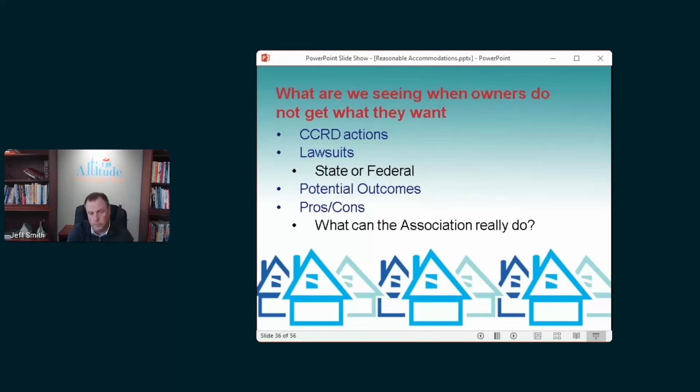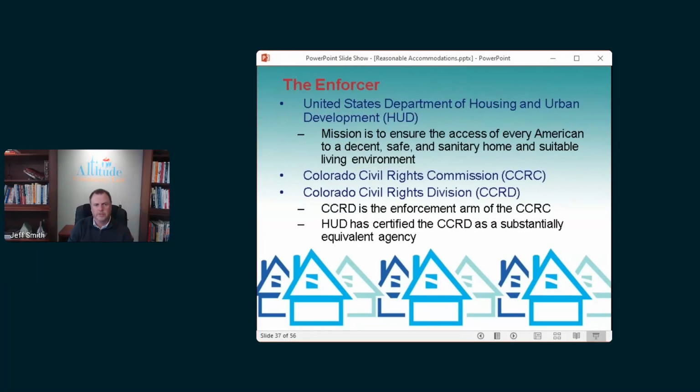So what can the association really do? The enforcer of reasonable accommodations and reasonable modifications is the United States Department of Housing and Urban Development, HUD. Their mission is to ensure the access of every American to a decent, safe, and sanitary home and suitable living environment. You also have the CCRD and the CCRC. The CCRD is the enforcement arm of the CCRC, and HUD has certified the CCRD as a substantially equivalent agency. So ultimately, HUD typically will say, CCRD, you handle these issues in Colorado on our behalf. Sometimes HUD will keep them, but it's pretty rare. Typically, they'll all go to CCRD.